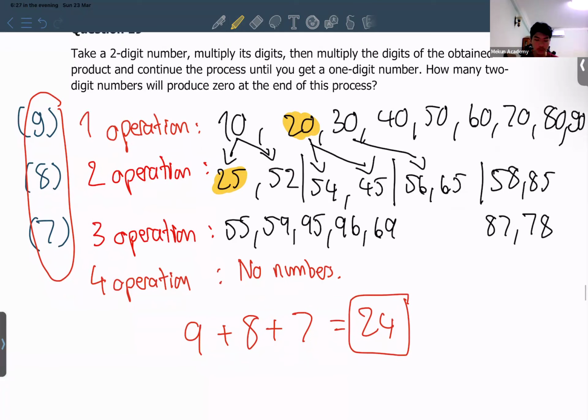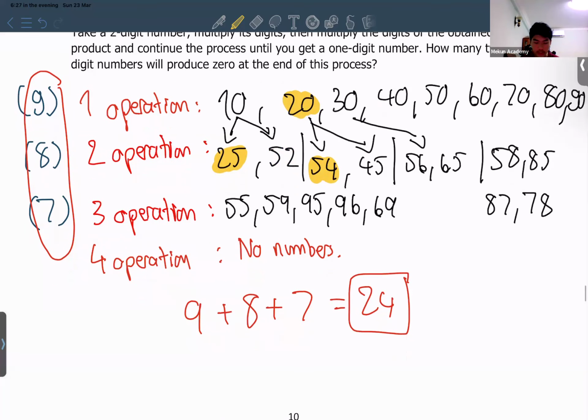For three operations, you will do the same. You can look at 25. 25 equals 5 times 5. So there's only one number, 55. Then 52, there are no two digits that multiply to get it. Then 54, which is 9 times 6. So you can write either 96 or 69.